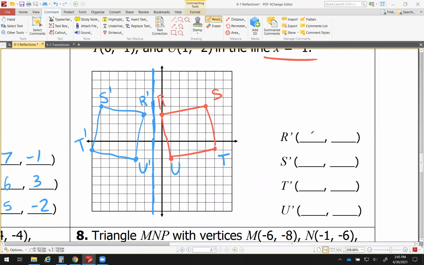square. R prime has the coordinates -2, 3. S prime has the coordinates -7, 4. T prime has the coordinates -8, -1. And U prime has the coordinates -3, -2.